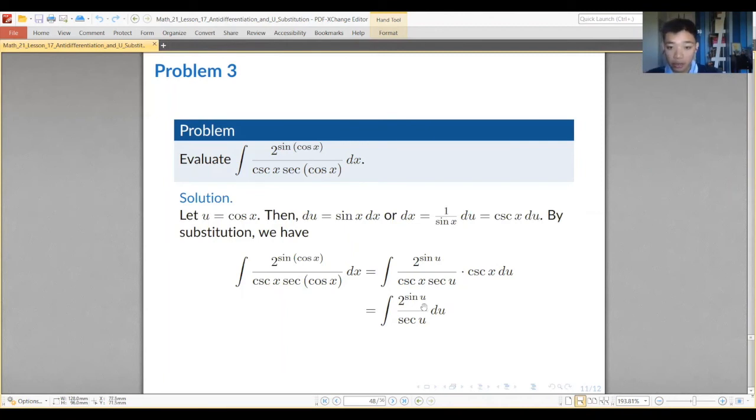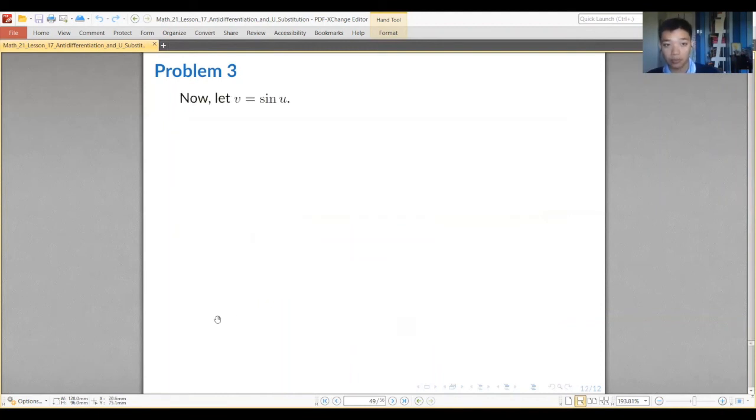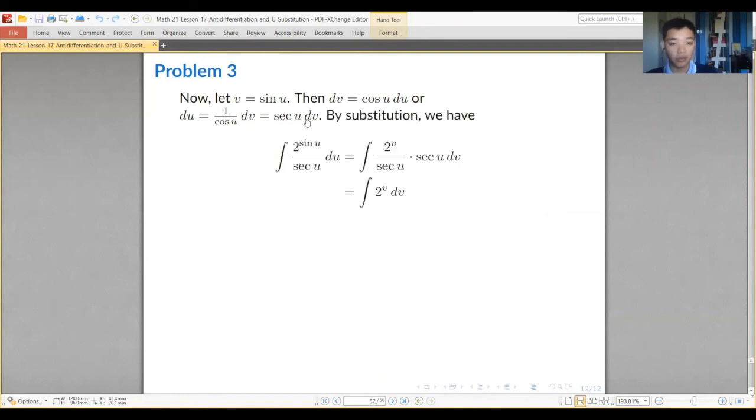You see here that your sine of u is the innermost function, because it's the power of this 2 here. So maybe we can use that as our next substitution. So let v equal sine u. If you get the derivative, you get dv is equal to the derivative of sine u, which is of course cosine u du. Or you'll get du is equal to secant u dv. Be careful when you're using your letters, the u and v. Be careful about that. It can get confusing.